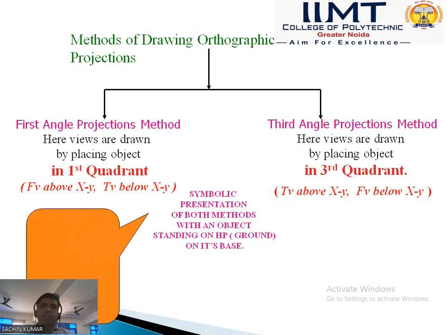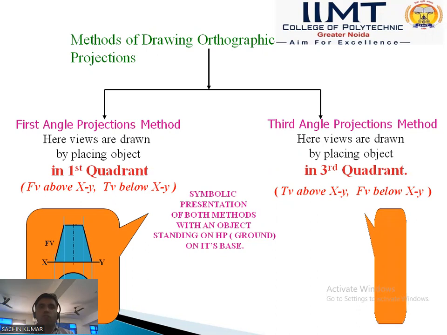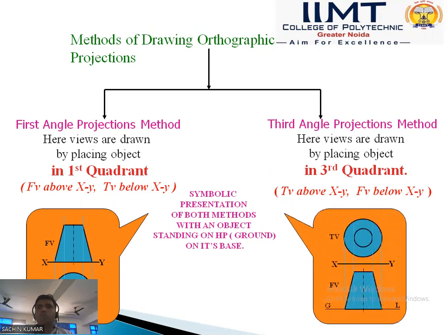In this slide is the symbolic representation: the symbol of first angle projection is the cone symbol, and this is the symbolic diagram of third angle projection. We have discussed only first angle projection and third angle projection. Why do we not discuss second angle projection and fourth angle projection? It is a very important question.